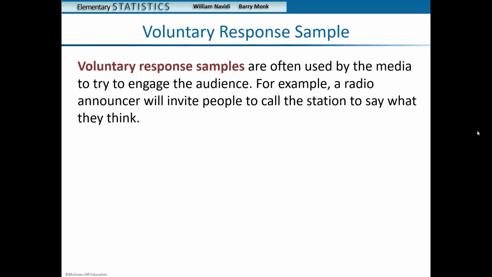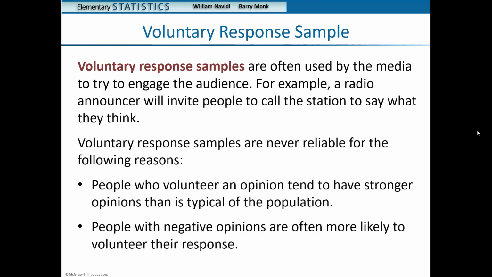Okay, finally, voluntary response samples. These are often used by the media to try to engage the audience. So for example, a radio announcer will invite people to call the station to say what they think, right? But they're not required to call. They're invited to, right? So their response is voluntary.